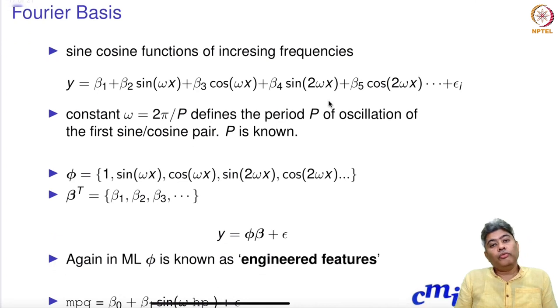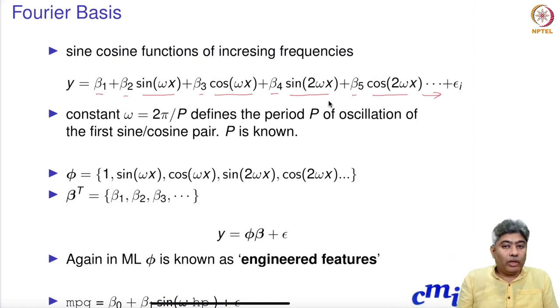Now, if you have a function which is very sinusoidal in nature, you can define a function like beta 1 plus beta 2 sine omega x plus beta 3 times cos omega x plus beta 4 times sine 2 omega x plus beta 5 times cos 2 omega x, and you can go on as many Fourier terms as you want, plus epsilon. Now consider omega = 2 pi by p. It defines the period.